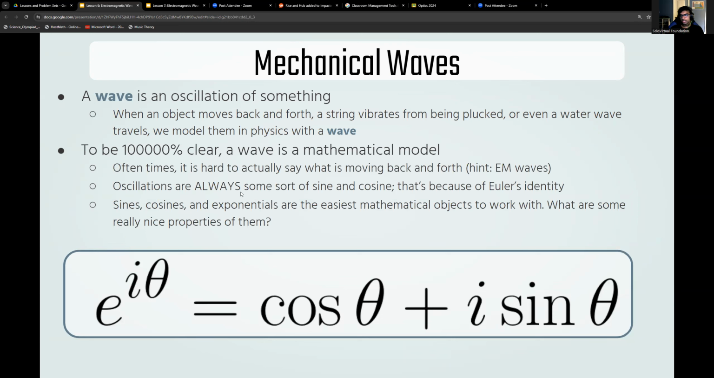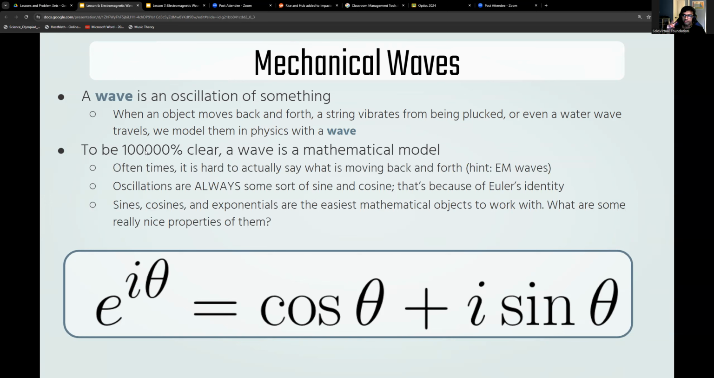To be a million percent clear, a wave is a mathematical model. Oftentimes it's hard to actually point to what's moving back and forth. In EM waves, you do have electric fields oscillating and magnetic fields oscillating. In general with sines and cosines, for example the electron as a wave, you can make arguments that there are underlying fields that are oscillating, but the fact remains that the wave representation of it is still a little abstract. It's hard to wrap your head around. That's because it's a mathematical model.